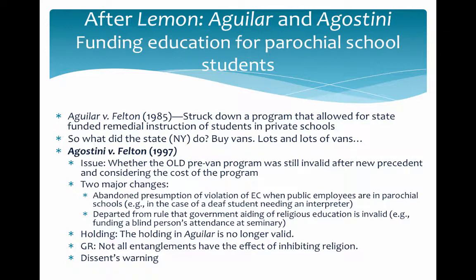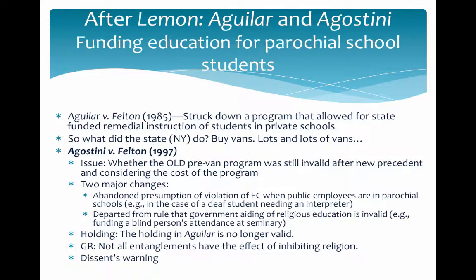In other words, the states weren't just sending workbooks, but they were sending teachers from public schools into private schools to tutor or otherwise provide remedial instruction for private school students. And these were students who needed remedial instruction and qualified under Title I. So the Supreme Court struck that program down as violating the Lemon test. They said as soon as you put a public school teacher in a private school, that is excessive government entanglement.